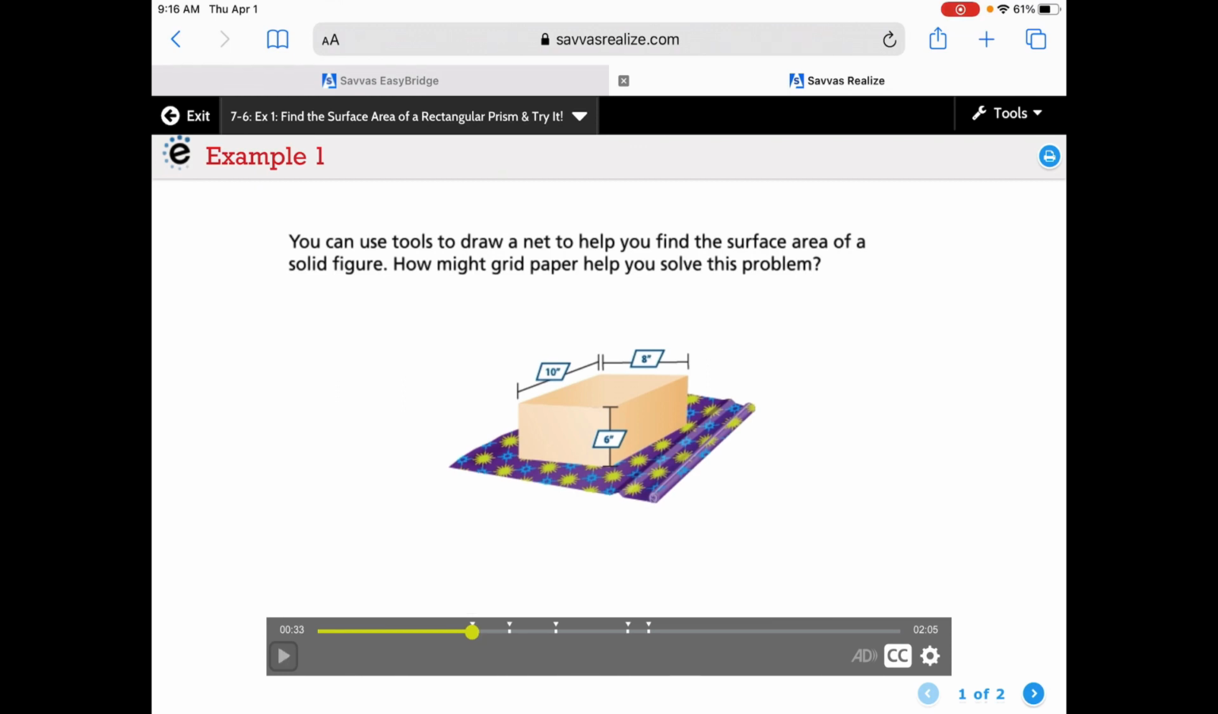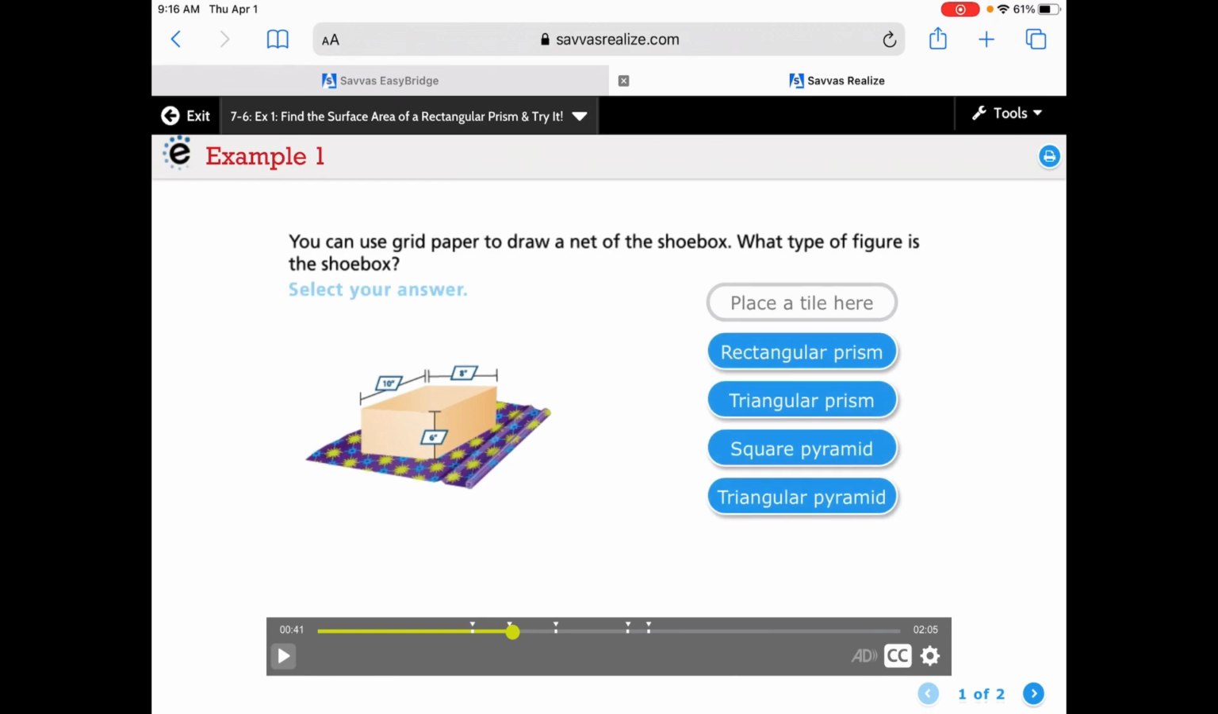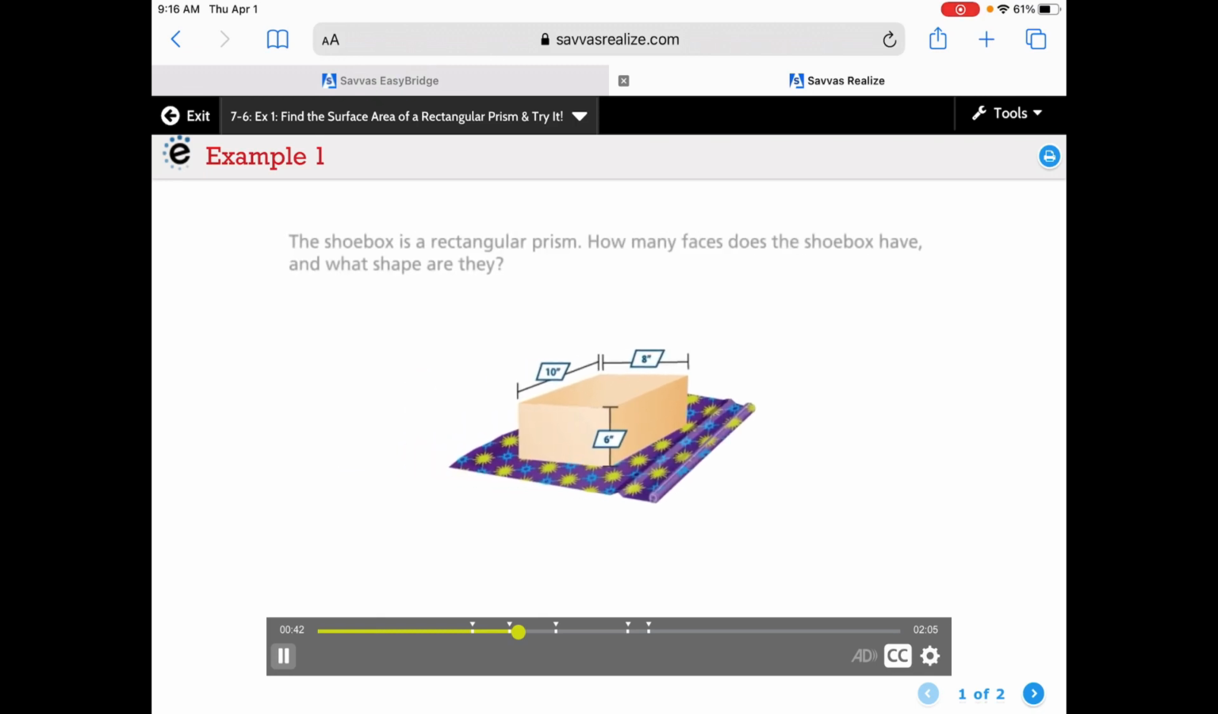Well, this way we can draw it out using the dimensions, and we'll look at the net like we did in the previous days. You can use grid paper to draw a net of the shoebox. What type of figure is the shoebox? Well, this is a rectangular prism. It's definitely not a pyramid. How many faces does the shoebox have, and what shape are they? We have a total of 6 faces, all of which are rectangles, though they're not all different sizes. The shoebox has 6 faces. The faces are rectangles.